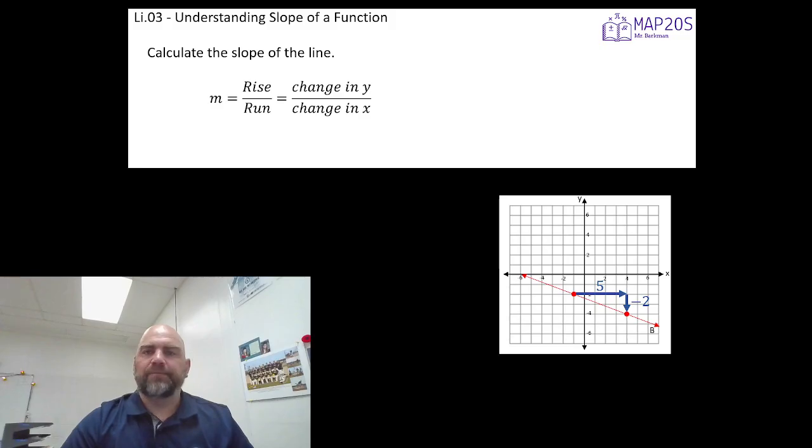a run of 5. The run, as long as you go left to right, will always be positive. The rise is going to depend on if we're going up or down as to whether it is positive or not. When we put this back into our little equation or form, we get a slope of -2/5, which isn't a super big number, but it is a negative number, which means that our slope is going down. It's not super steep, but it is going down, and that's something very important to take a look at.